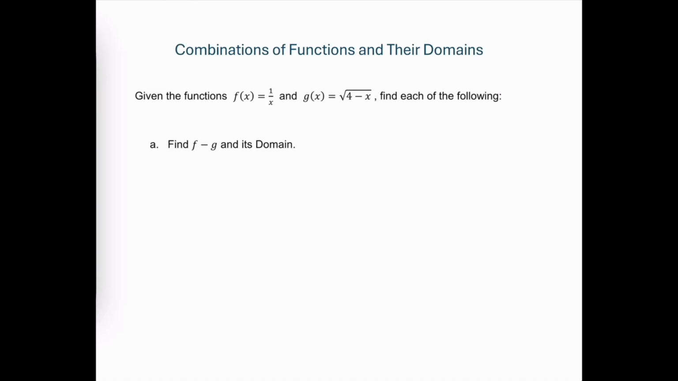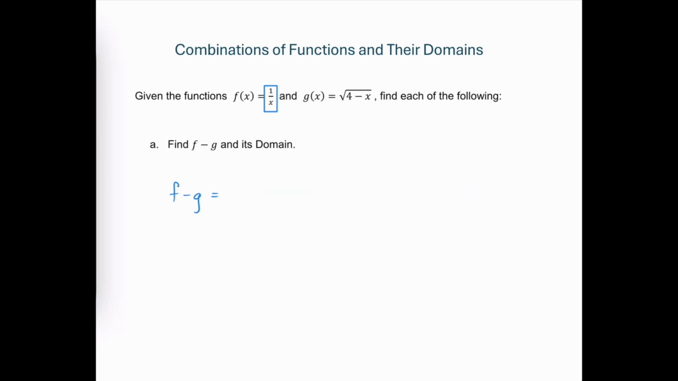Given the function f of x is equal to 1 over x and g of x is equal to the square root of 4 minus x, first let's find f minus g and then its domain. Let's recall that f minus g is shorthand for the f minus g of x function, and that is shorthand for take the f of x function and subtract the g of x function from it.